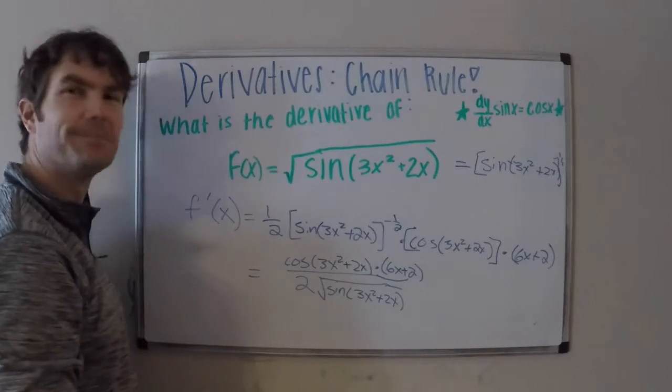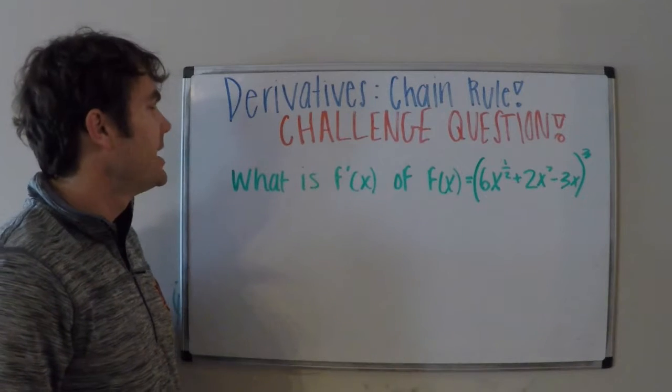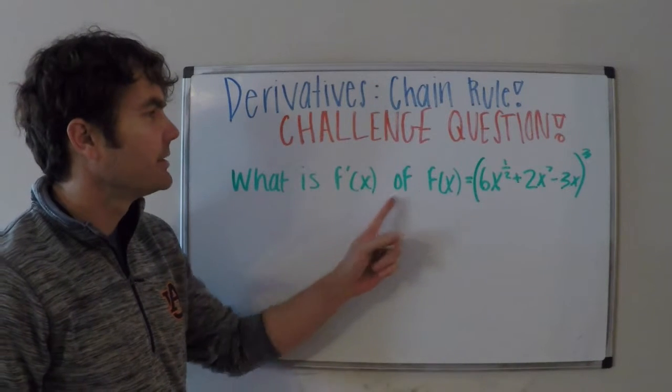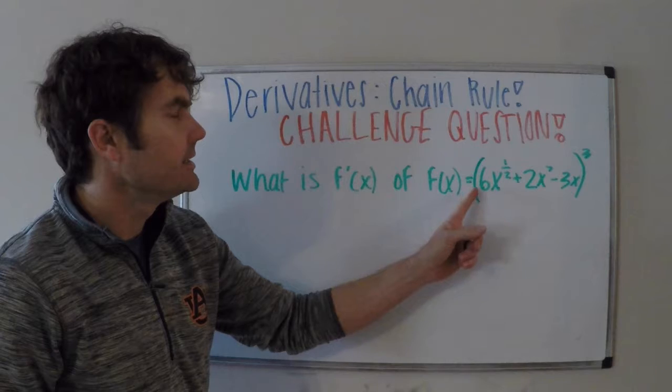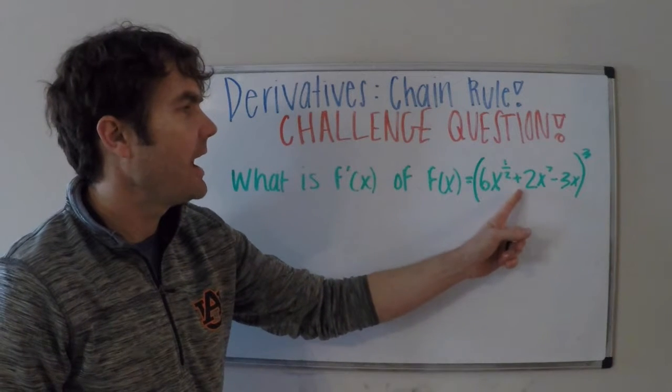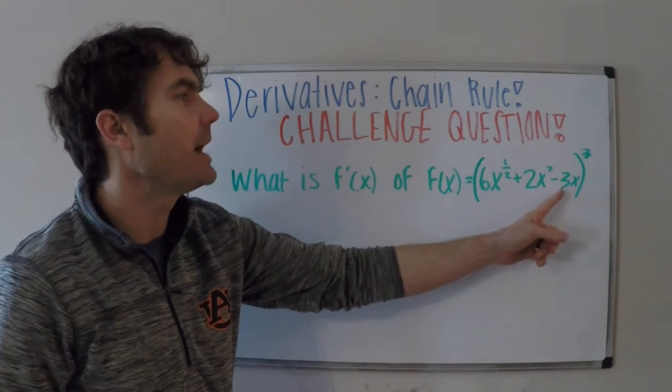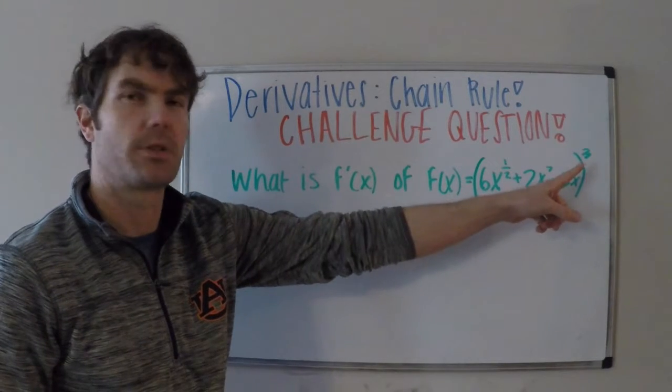So that's the answer. Today's challenge question: what is f prime of x when f of x is (6x to the 1/2 plus 2x to the 7th minus 3x), all of that raised to the 3rd power?